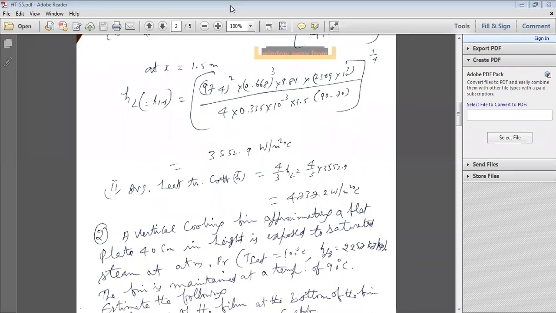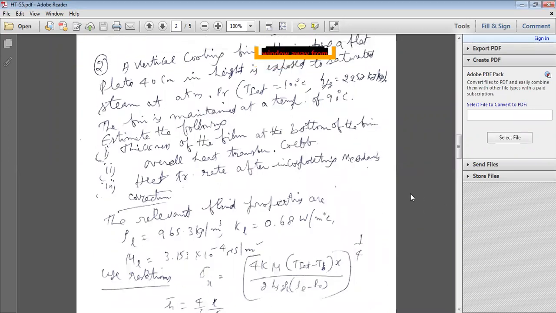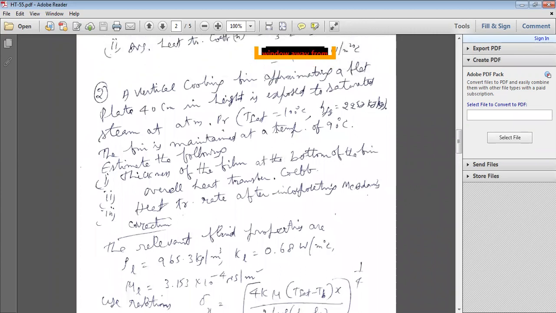Okay? So that's all for the first problem. Now the second problem. All of you read this one. A vertical cooling fin approximating a flat plate, a vertical plate only, 40 centimeters in height, is exposed to saturated steam at atmospheric pressure.